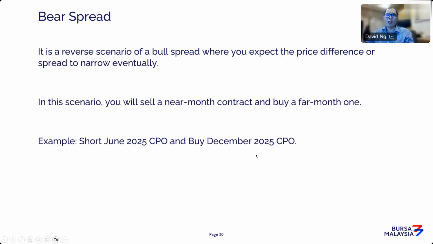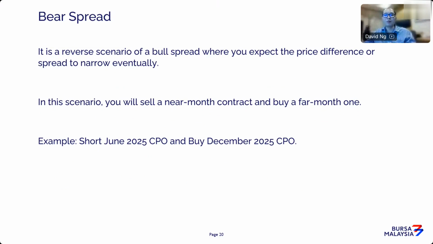Now, vice versa, if you believe that the current market is probably oversupply, oil is coming down, which is closely related to palm oil, all these negative forces are coming in, you should see near-month contract prices come down faster compared to the further month contracts. In this case, you should be shorting a spread, hoping that the near-month contracts will move downward with much bigger momentum compared to the further month contracts. So this is what we call a bear spread market.